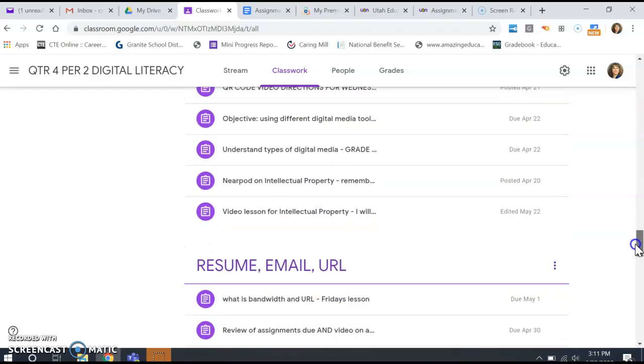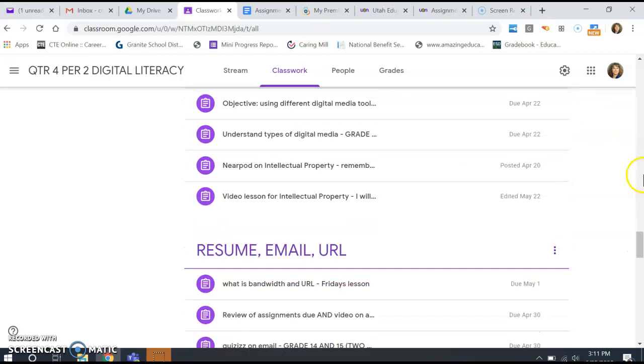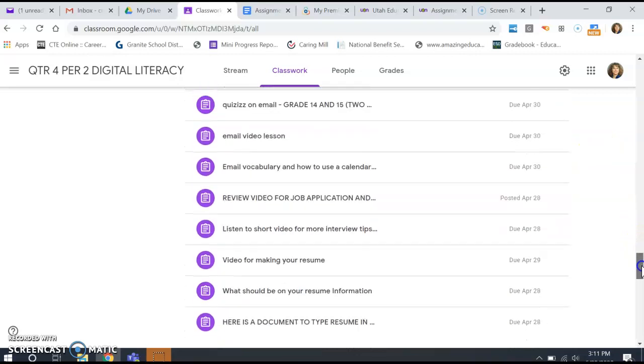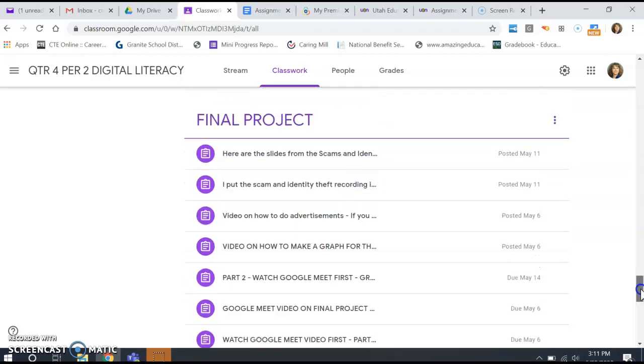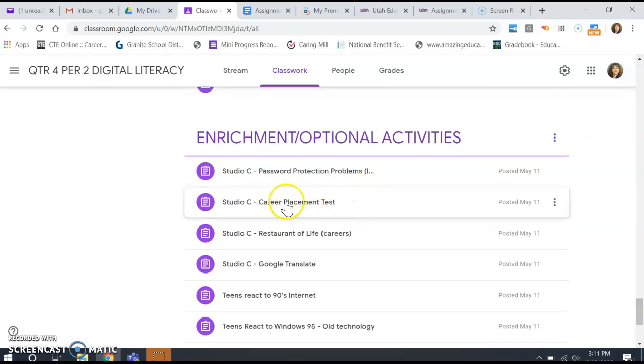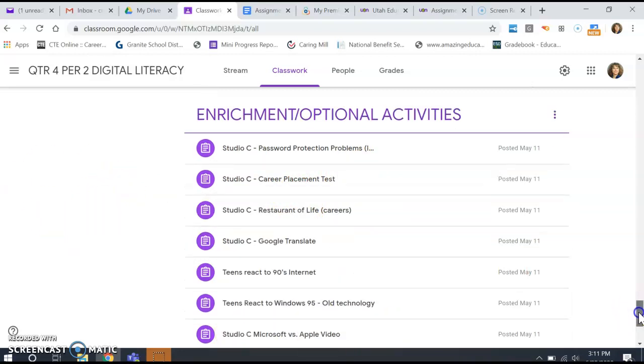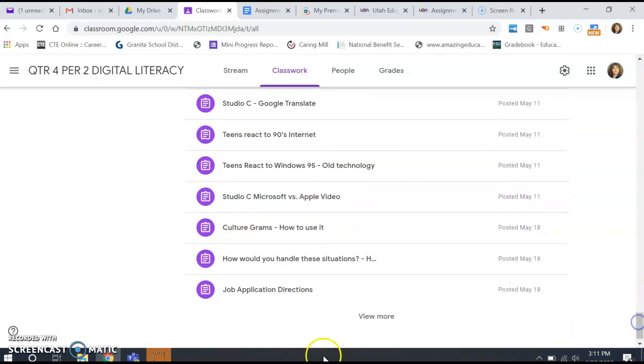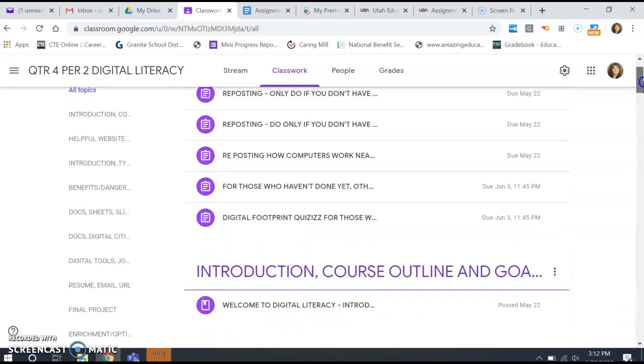So I just found this a lot easier because the first week it was a mess. I didn't know about the topic section. I didn't know that you can organize it in this way, easy for them to understand. And also what I thought was cool is putting enrichment optional activities, because some students want to do them. A lot of them are just videos that have to do with the content. So I thought that that would be very helpful for them.